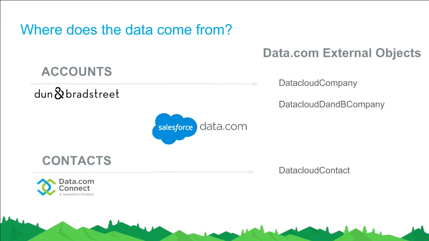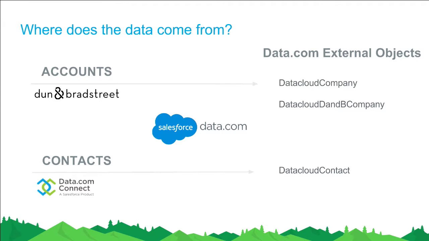The other data that we provide is contact level data. So think about people's titles, department, their email, their phone number, which company they work at. The contact data is sourced from Data.com Connect. All this data is available to you as external objects that you can query right within your org itself.